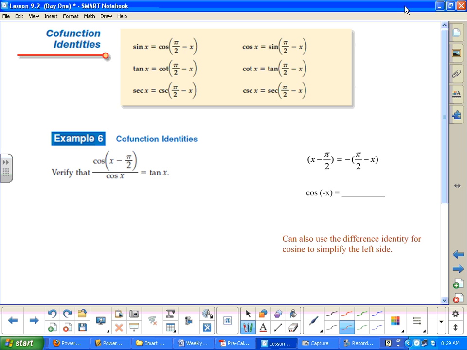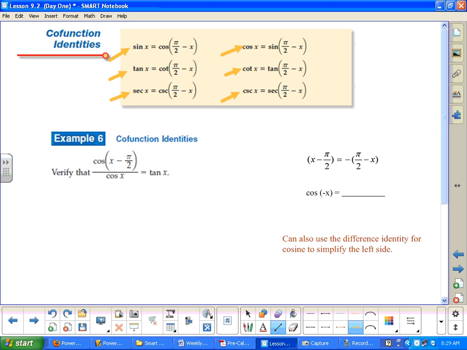Okay, co-function identities. Now, if you look at these identities, you can see that they all deal with pi over 2 minus x. So we have sine is cosine of pi over 2 minus x. Cosine is sine of pi over 2 minus x. Tangent, cotangent, secant, and cosecant. So they go together with their co, right? Obviously, the word co-function identities, all right?